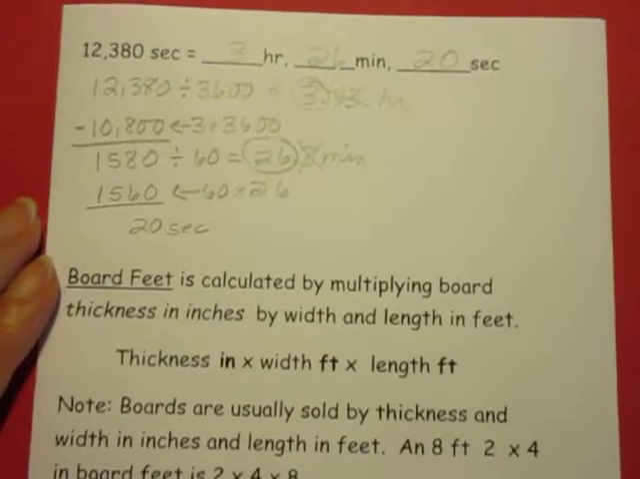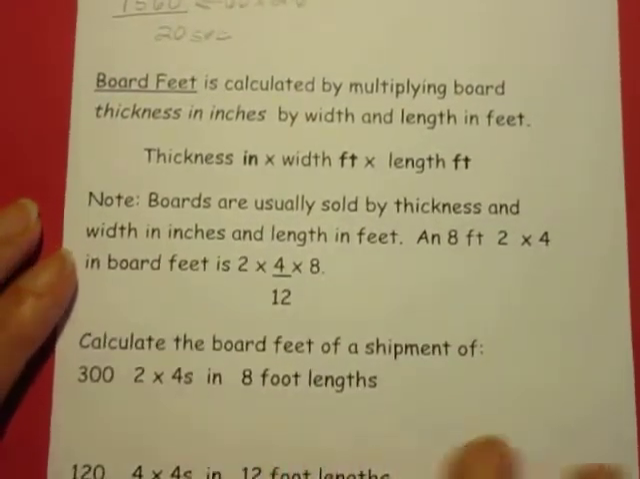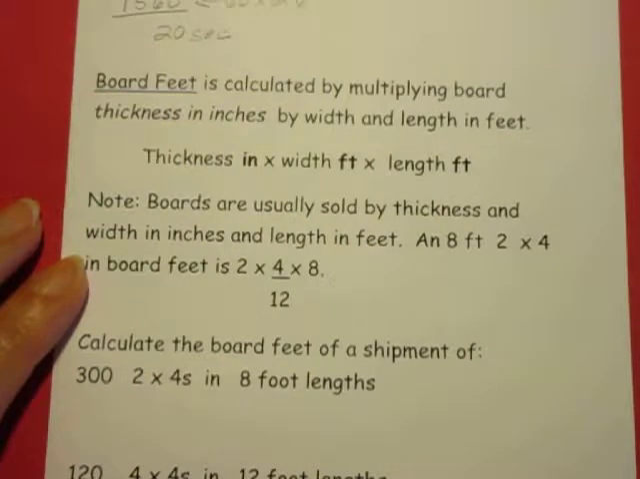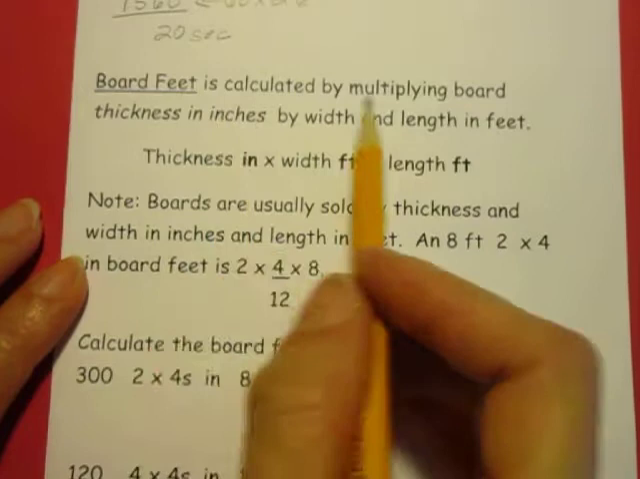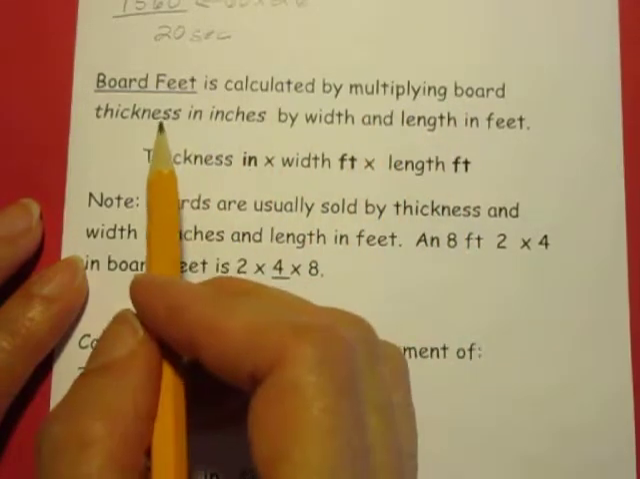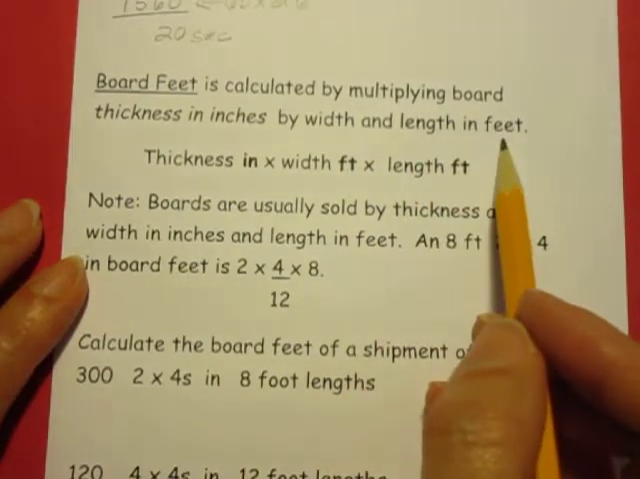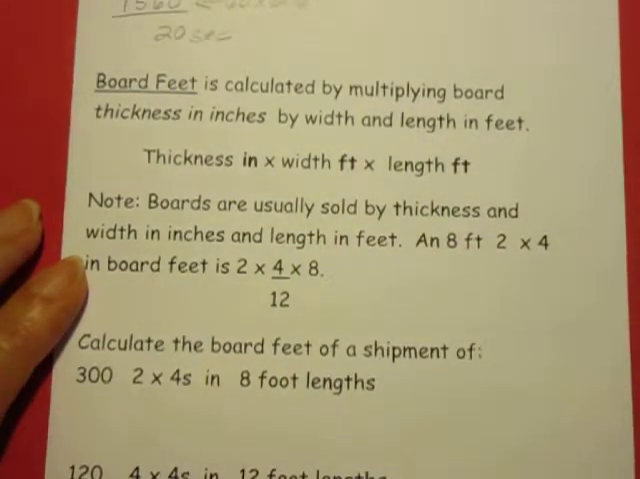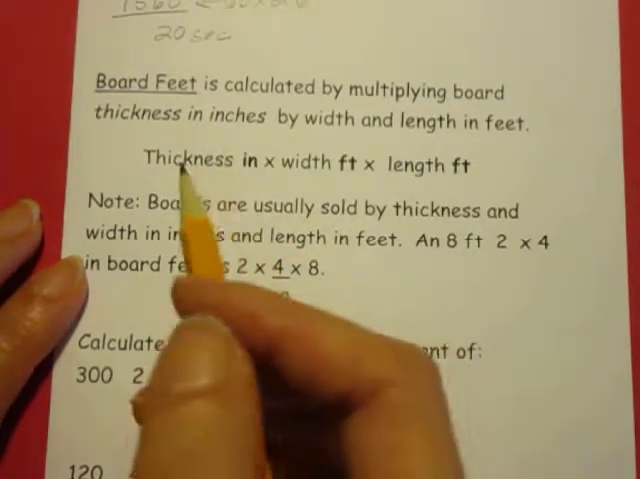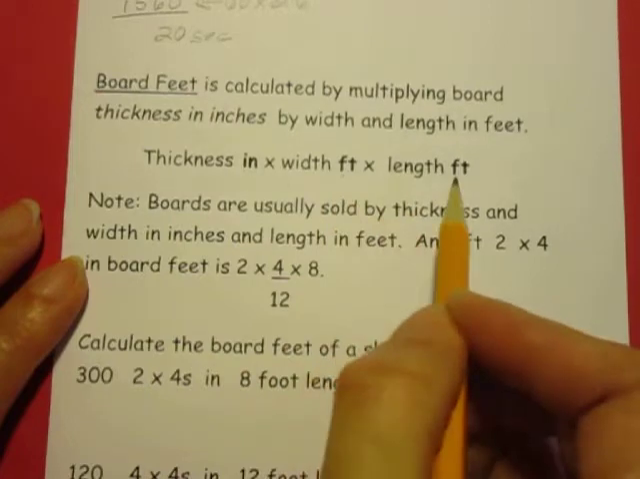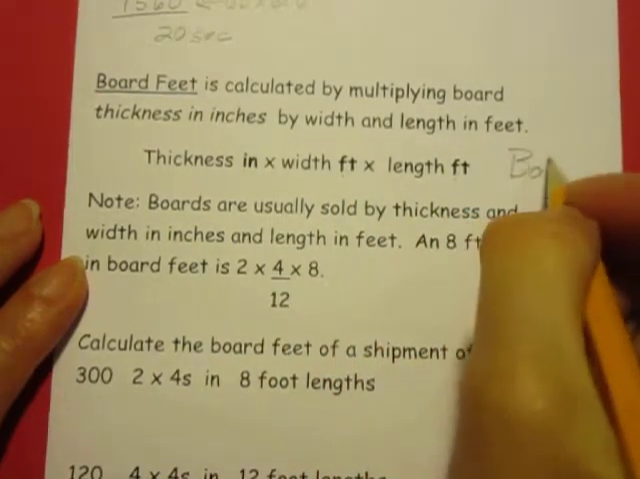Okay, the next thing that I want to go into, and it's kind of a very unique conversion, is board feet. Board feet is going to be used by anybody who's in the construction industry. It's calculated by multiplying board thickness in inches by width and length in feet. Okay, so boards are sold by 2 by 4 by 8 feet or whatever. Now I do want to point out that we've got inches, feet, and feet is what we're looking for to create board feet.